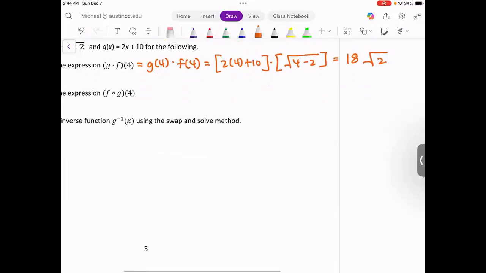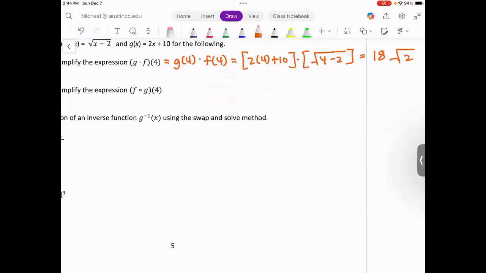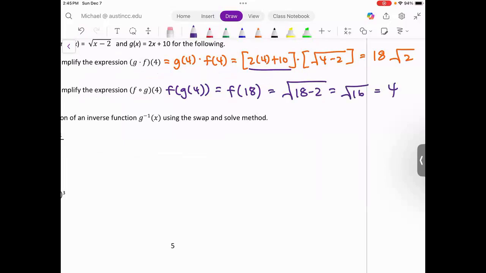So now if we want to evaluate f composed with g of 4. So this is the same thing as saying f of g of 4. Now, we've already evaluated g of 4 right here. It is 18. So really, we're evaluating f of 18, which would be the square root of 18 minus 2, or the square root of 16, or just 4.